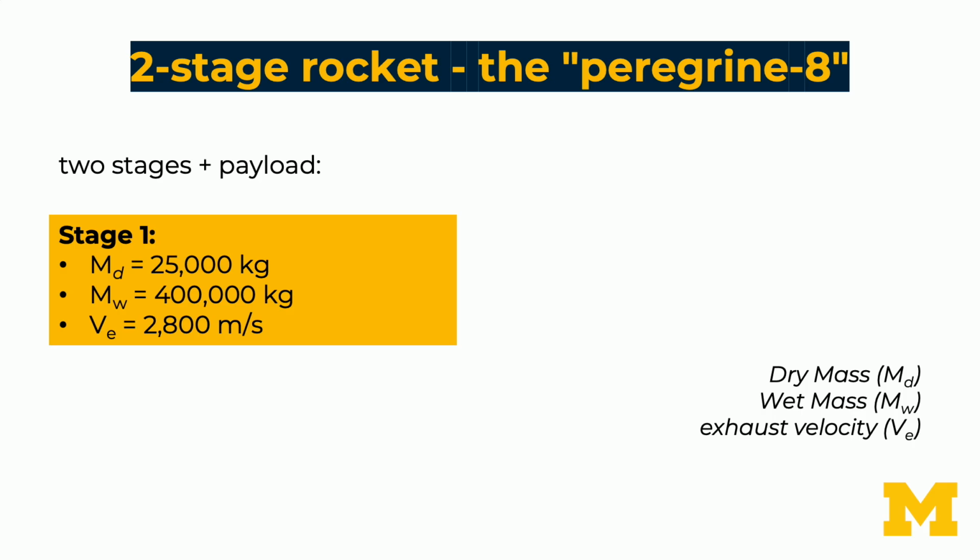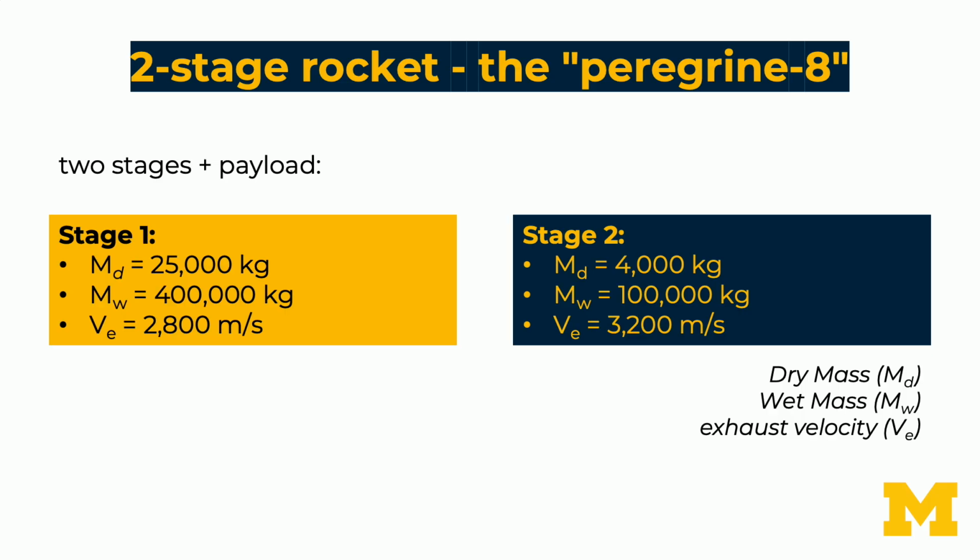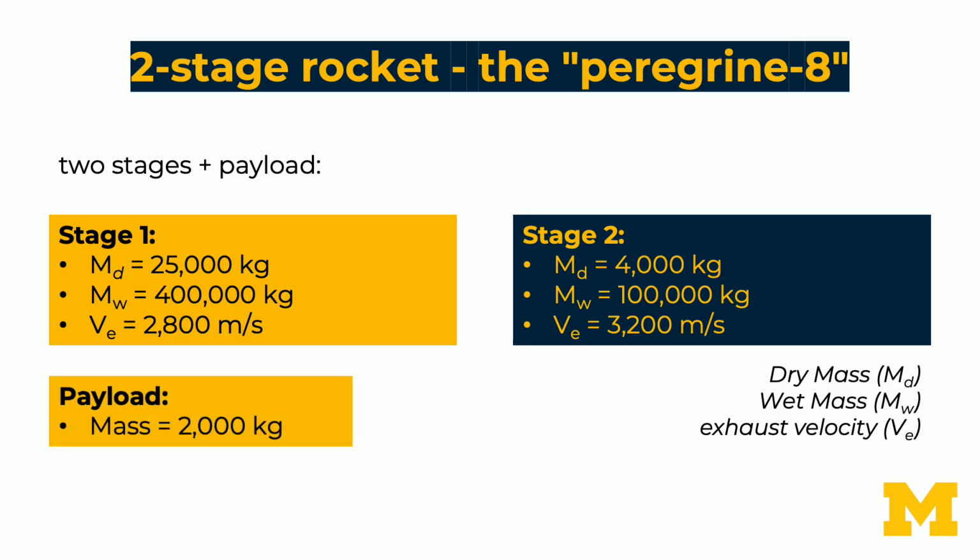In stage 1, we have a dry mass of 25,000 kilograms, a wet mass of 400,000 kilograms, so it carries a lot of fuel, and an exhaust velocity of 2,800 meters per second. In stage 2, the dry mass is significantly smaller. Stage 2 is much smaller than stage 1. Its dry mass is about 4,000 kilograms, its wet mass is 100,000 kilograms, and its exhaust velocity is about 3,200 meters per second. The payload that we're going to shoot off the ground is about 2,000 kilograms.